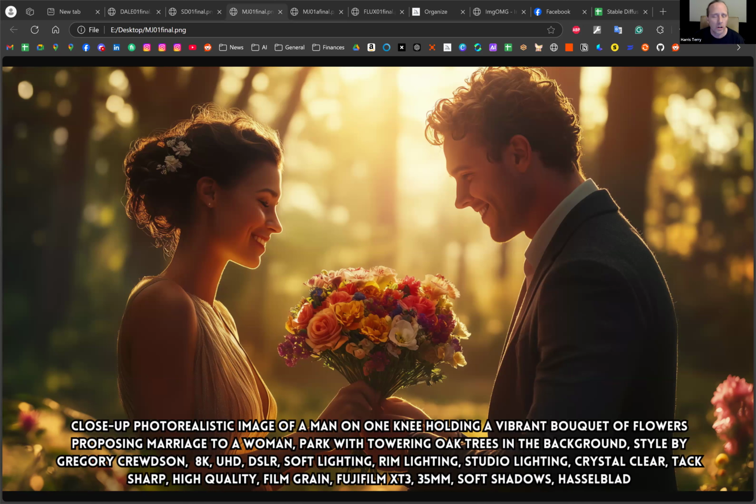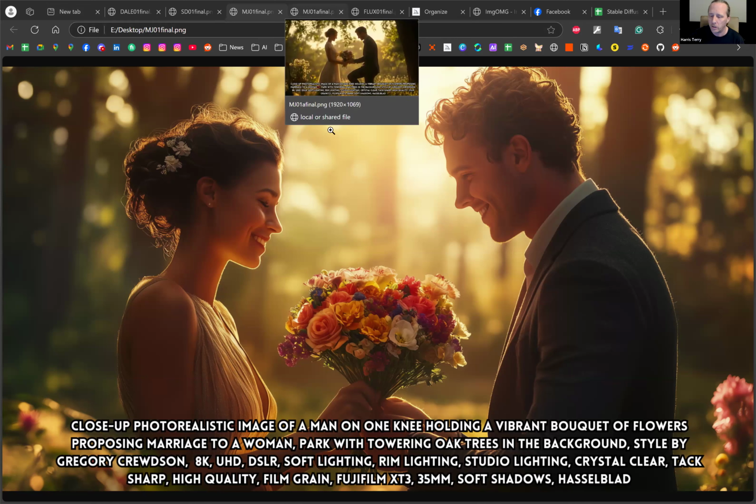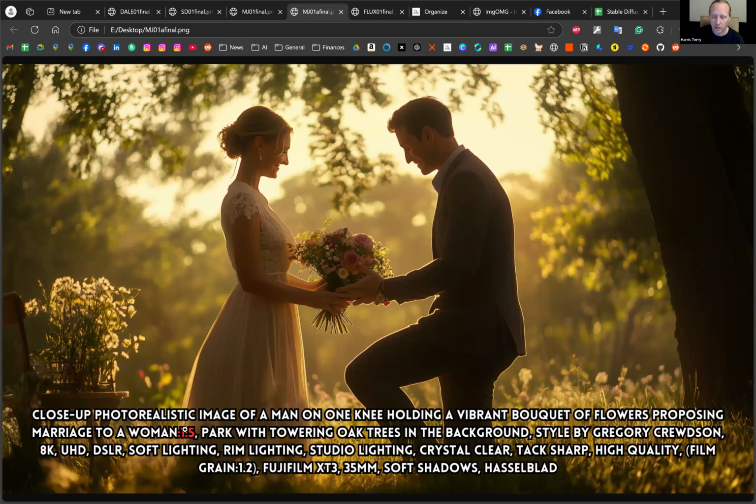Midjourney to a limited degree and Stable Diffusion to a much greater degree can use weighting. So what I just did is I made the first part of the prompt more important. So here you can see the new one. The prompt is exactly the same, but down here on the second line after woman, notice that I put a colon with a 1.5. And what that does is it makes everything before that 50% more important, right? So now it does have him on one knee.